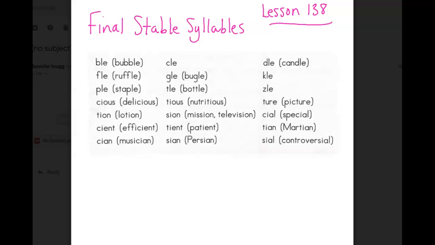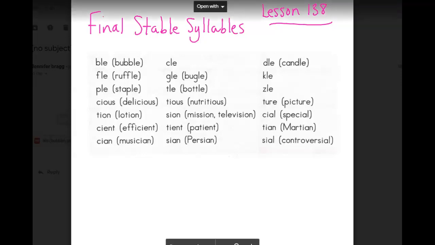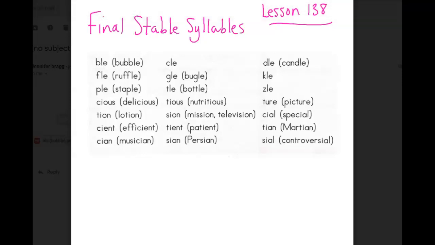C-I-O-U-S, delicious. T-I-O-N, as in lotion. C-I-E-N-T, efficient. C-I-A-N, musician. We have C-L-E, they didn't give us a word here, but we could do cycle. G-L-E, like bugle. T-L-E, bottle. T-I-O-U-S, nutritious.